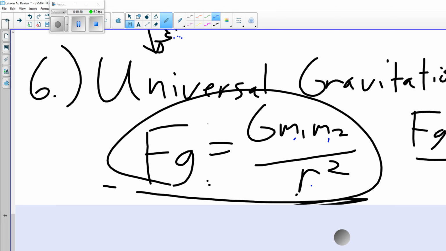Which has a bigger effect, mass or separation distance? Separation distance. Why? It's squared, right? There's an inversely exponential relationship. If I double the amount of mass in here, I double the force. If I double the separation distance, it's 4 times less. It's inversely exponential.